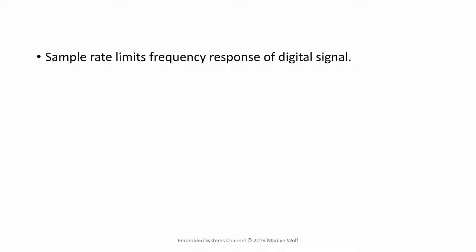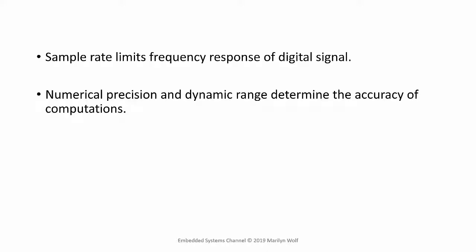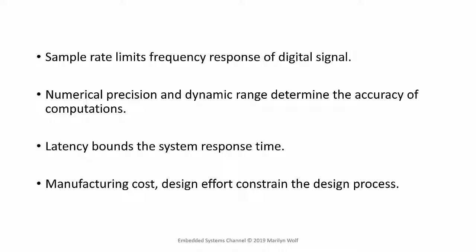Several types of requirements shape the nature of the interface. The sample rate determines how much information is in the digital signal. Analog signals that have higher frequency content will require higher sample rates. Numerical precision and dynamic range determine the accuracy of the digital computations that we perform on this digitized signal. Latency, the time from input to output, is a critical parameter in any sort of closed-loop system. Manufacturing cost and design effort are factors in almost every design, and they are important constraints on the overall design process.